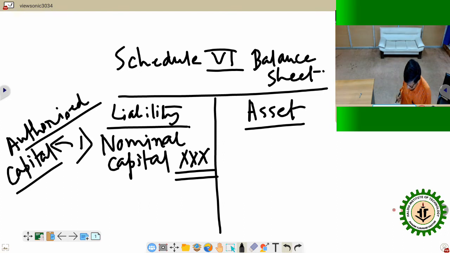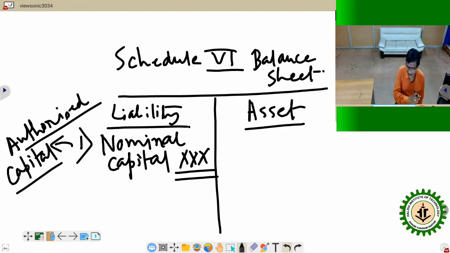The company's retained earning is another part of the liability side. Say the retained earnings are 1 crore, which means the company's own fund, that is 1 crore reserve fund. And the company can take a maximum loan of 2 crore rupees from the bank, because it has already taken a loan earlier.